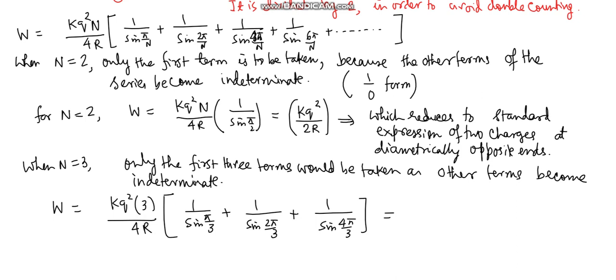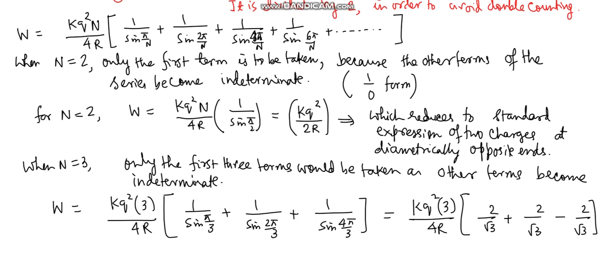So further proceeding, we get kq square 3 divided by 4r, and this will be 2 by root 3, another one sine 2 pi by 3, 2 by root 3, sine 4 pi by 3 is negative of 2 by root 3. So these two terms get cancelled, and finally we arrive at kq square 3 divided by 4r, and this is equal to 2 by root 3. From here, let us rearrange the terms. We get root 3 kq square divided by 2r.